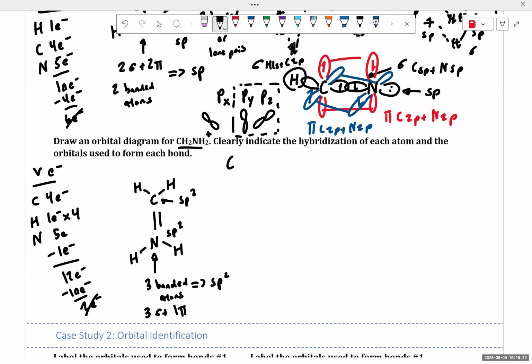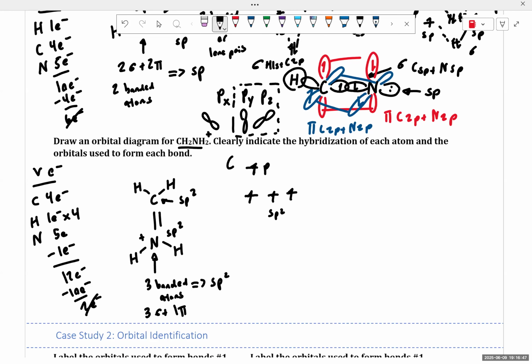For carbon, this is what carbon's going to look like. 1, 2, 3, 4. 1, 2, 3. In this case, because it's sp2, we have 3 sp2 hybrid orbitals and 1 half-filled p orbital.